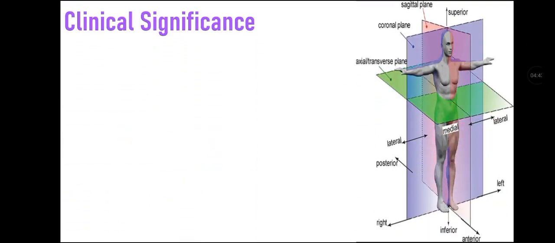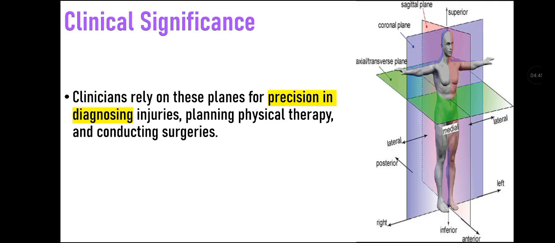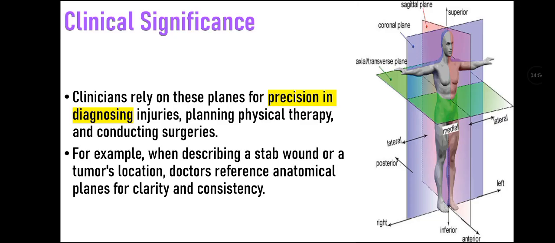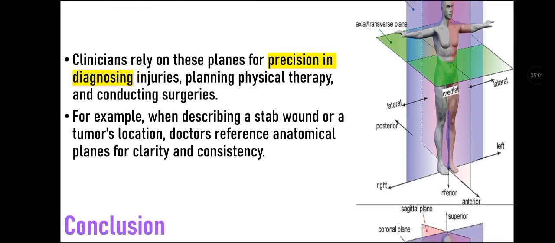Now let's talk about the clinical significance of anatomical planes. Clinicians rely on these planes for precision in diagnosing injuries, planning physical therapy, and conducting surgeries. For example, when describing a stab wound or a tumor's location, doctors reference anatomical planes for clarity and consistency.